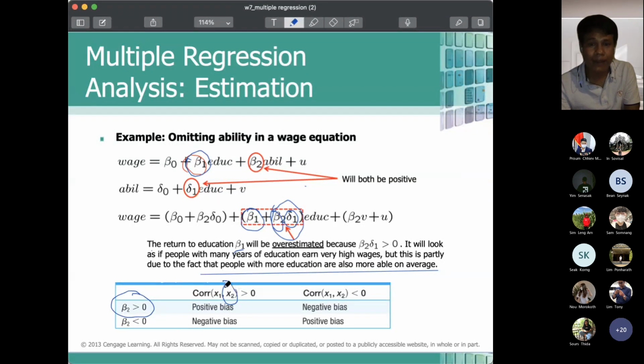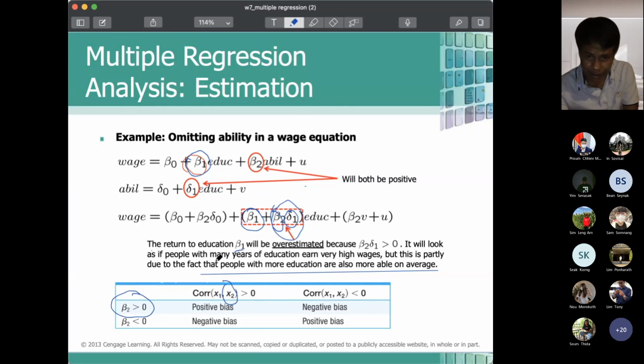If the omitted variable is positively correlated with x1, but negatively affects your dependent variable, this is a negative sign, this is a positive sign, you will obtain negative bias. Negative bias here means that your estimate is lower than the true parameter. You get a smaller value than the real one. When we say negative bias, it means that your estimate is smaller than the true population parameter. When we say positive bias, it means that your estimate is larger than the true parameter.